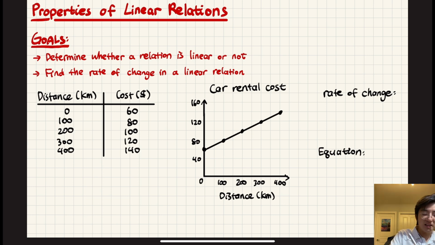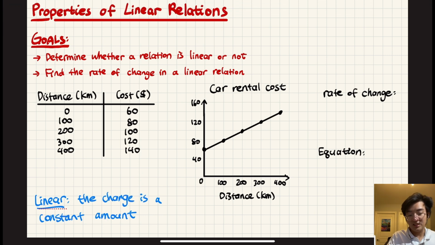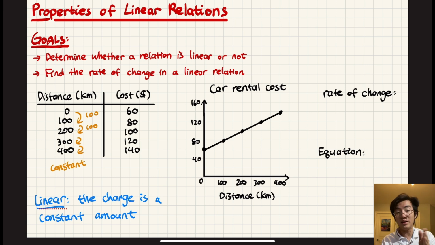So with that being said, is this linear? The definition of a linear relation is that everything goes up by a constant amount. So if something is linear, the change is a constant, or the same, amount. Let's check it out. Looking at the distance, it is going up by 100 each time, 200 to 400. So this is constant because the distance is increasing by the same amount every single time.